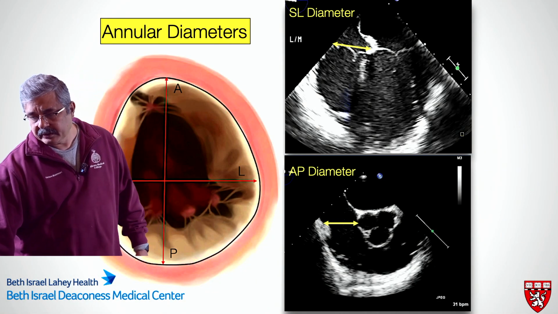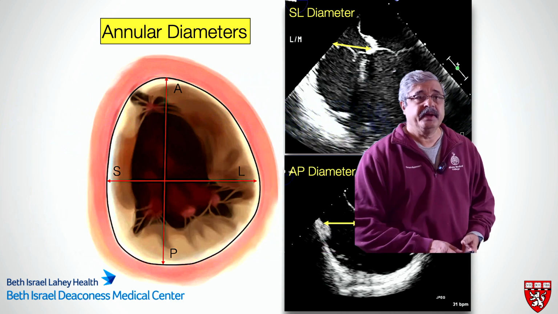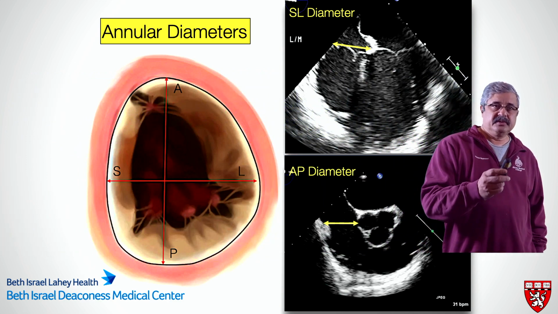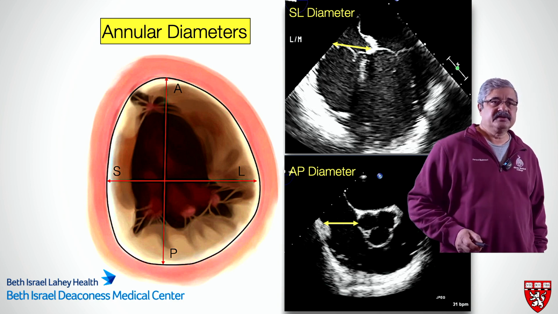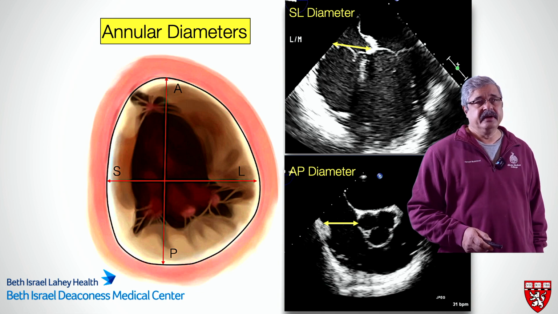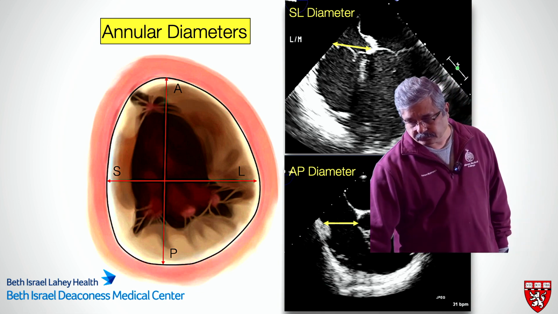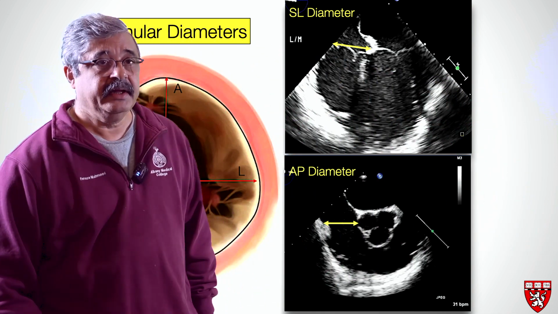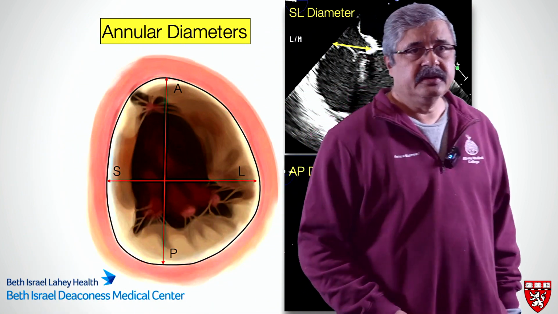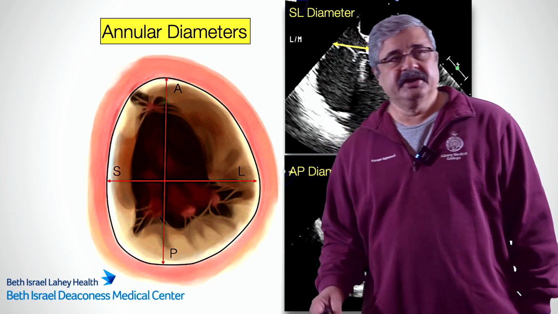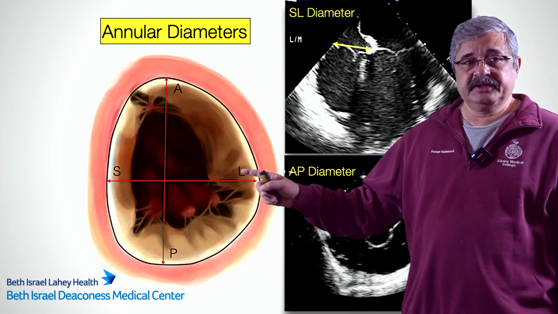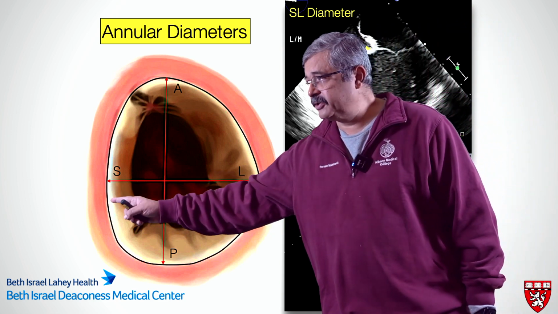So if you look at this graphic from one of our papers, what we used was the septolateral dimension of the mid-esophageal four-chamber view, and also the AP view, that's the anteroposterior diameter, and then looked at the annulus. And you can see that both of these are measured in a different axis. So this is the lateral dimension. And this being the septal dimension over here.